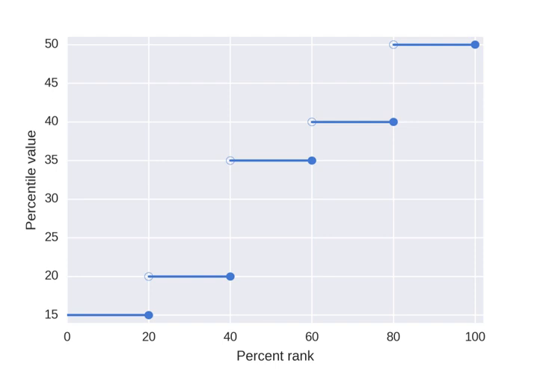A percentile or a centile is a measure used in statistics indicating the value below which a given percentage of observations in a group of observations falls.